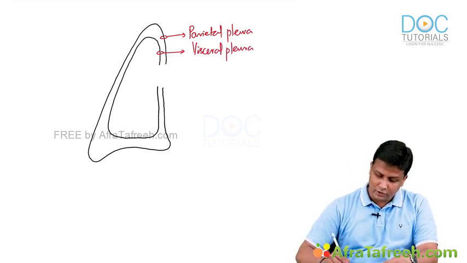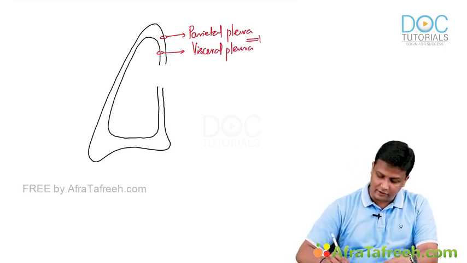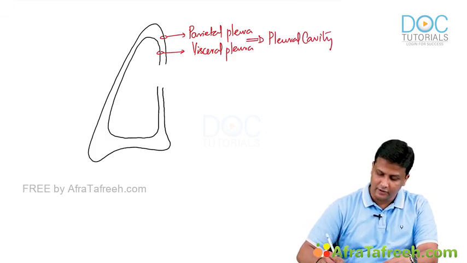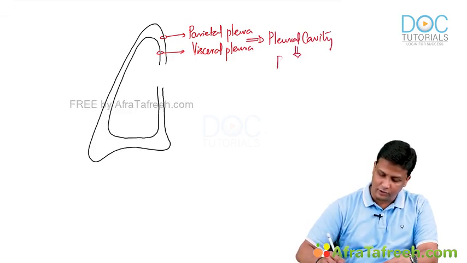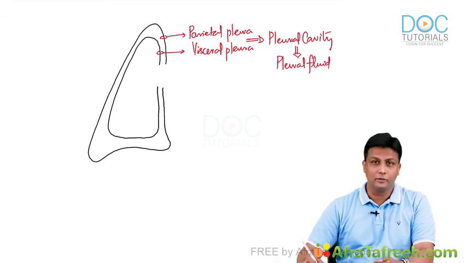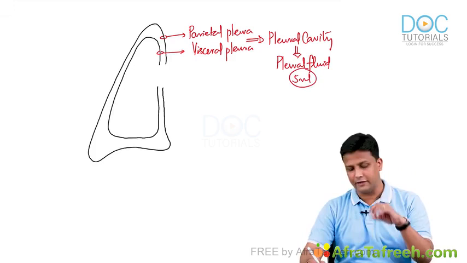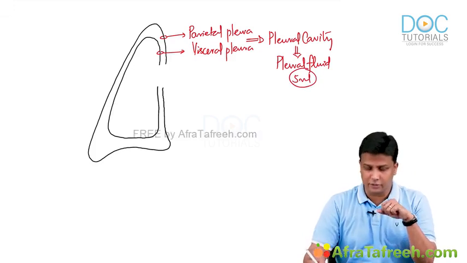Now between these two layers of the pleura, you have a cavity here, and this cavity is known as the pleural cavity. This is the pleural cavity here, and in this pleural cavity obviously we all know there will be fluid, and that fluid will be the pleural fluid. And approximately how much will be the pleural fluid? Remember, it will be almost like 5 ml, guys. Some basic information to begin with.